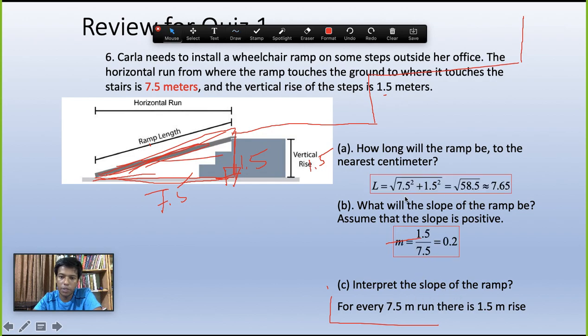So this is how the calculation goes. This is Pythagorean theorem. This is slope, rise divided by run. So final answer is 0.2.